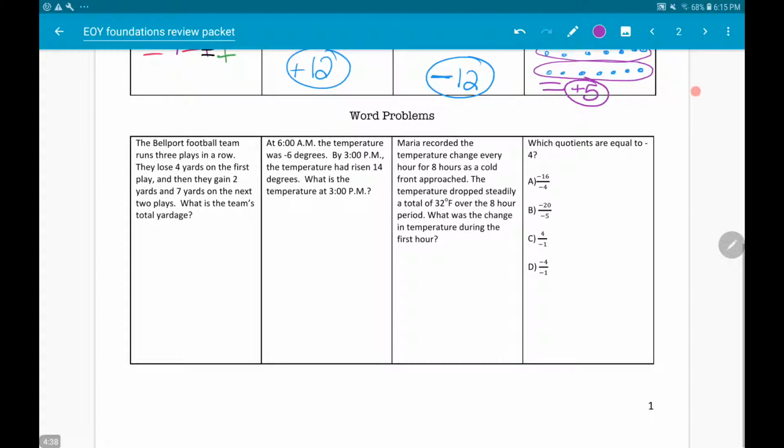Alright, let's move on to our word problems. So the Bellport football team runs 3 plays in a row. They lose 4 yards on the first play. So lose means negative. Then they gain 2 yards, so +2, and 7 yards. What's the team's total? So let's do this. -4, +2, and then +7.